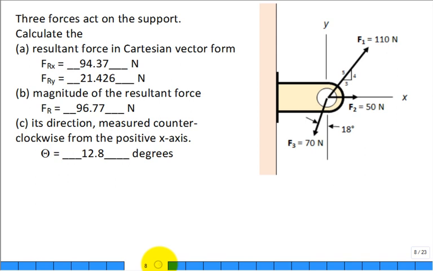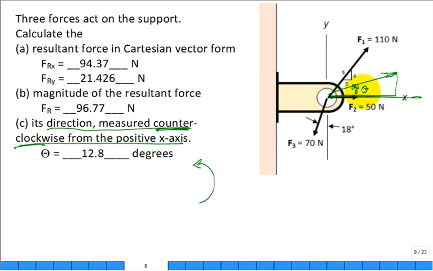Bingo. Okay, so now I do ask, what is its direction measured counterclockwise from the positive x direction? So somewhere you can think of this force vector going out 95, up 21. It's going to look like this. What is that angle measured from the x-axis counterclockwise? Isn't that the direction? So we want this angle theta right there. And it comes in at 12.8 degrees. True? How would you get it? Arctangent of opposite over adjacent. There you go.